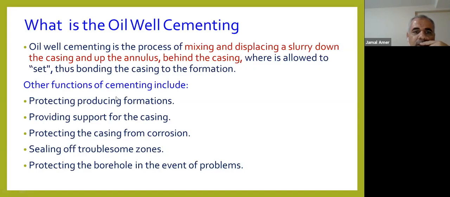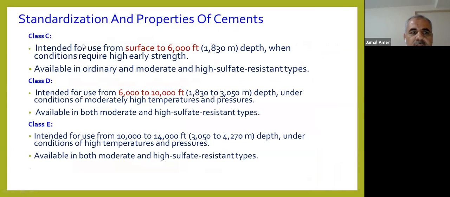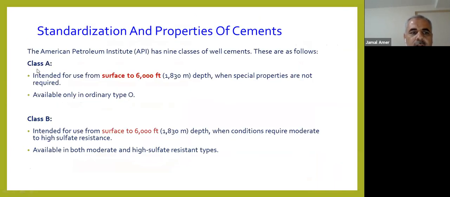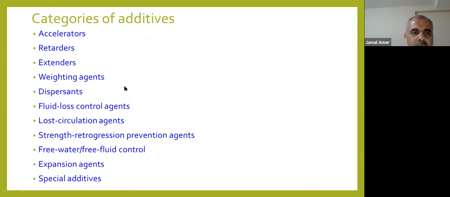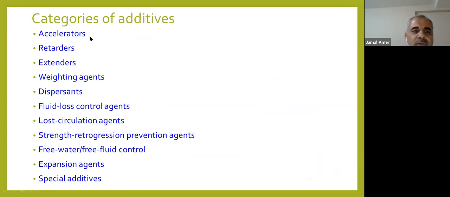Regarding the cementing, now we don't have time, but we'll go quickly. We'll explain the cement function. Classes, we call them classes of cement. What are the different types of cement and where we can use them, different temperatures, and also additives. What are the different kinds of additives? What's the effect of each one, and why we use these different types of additives.